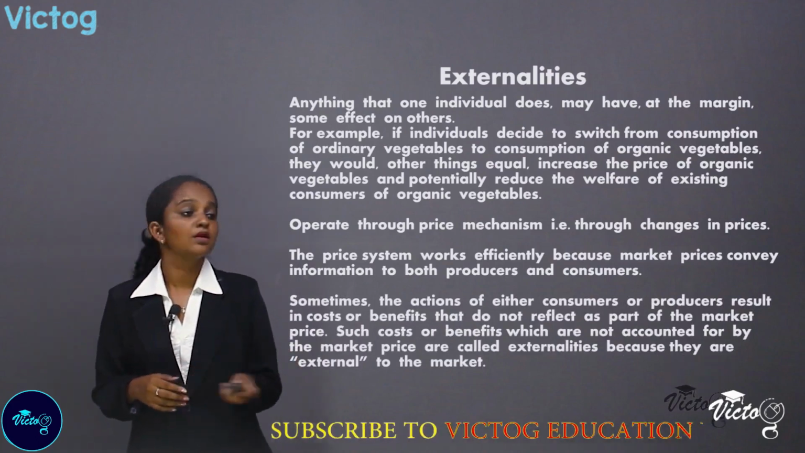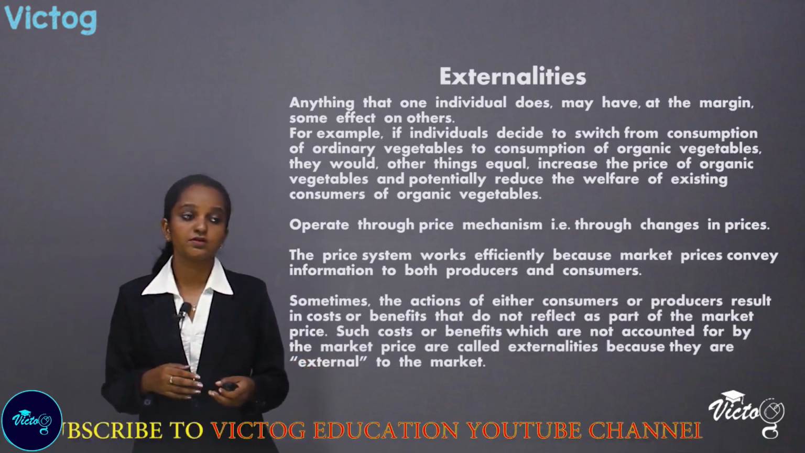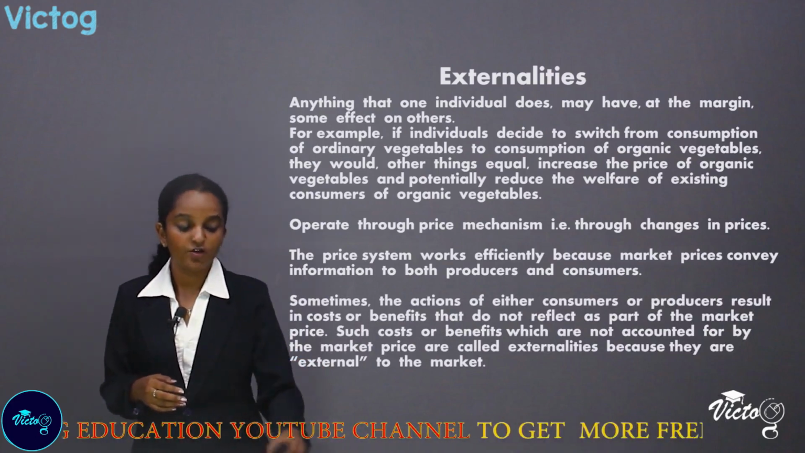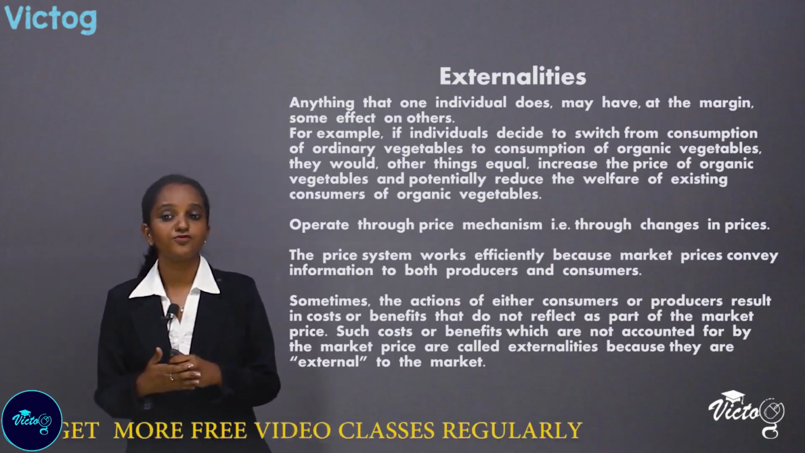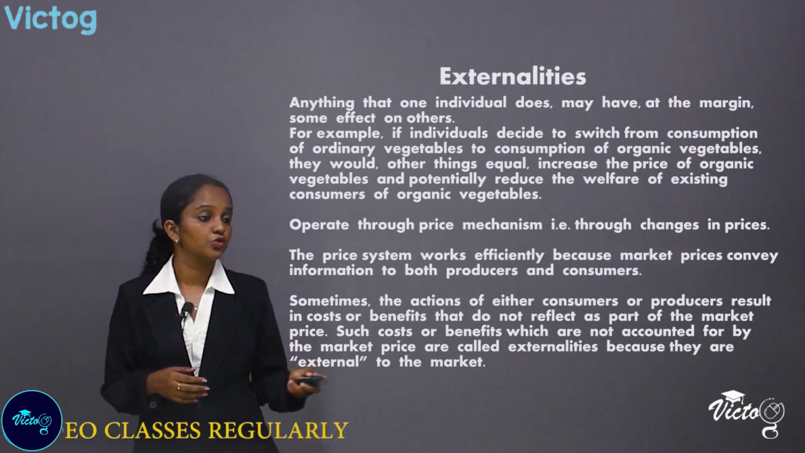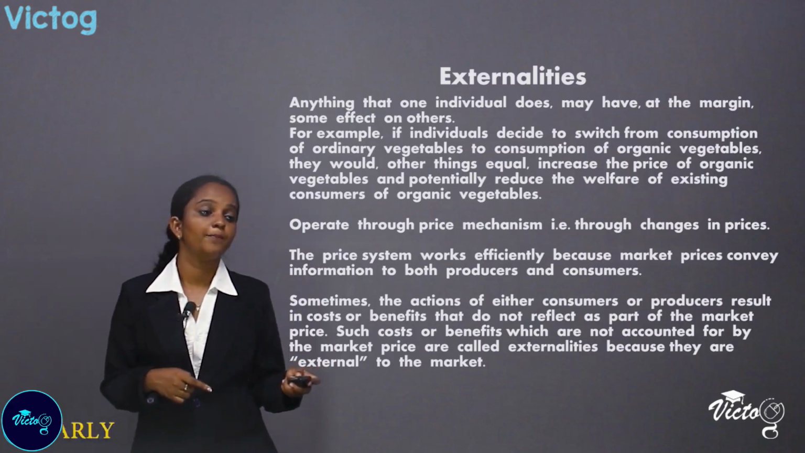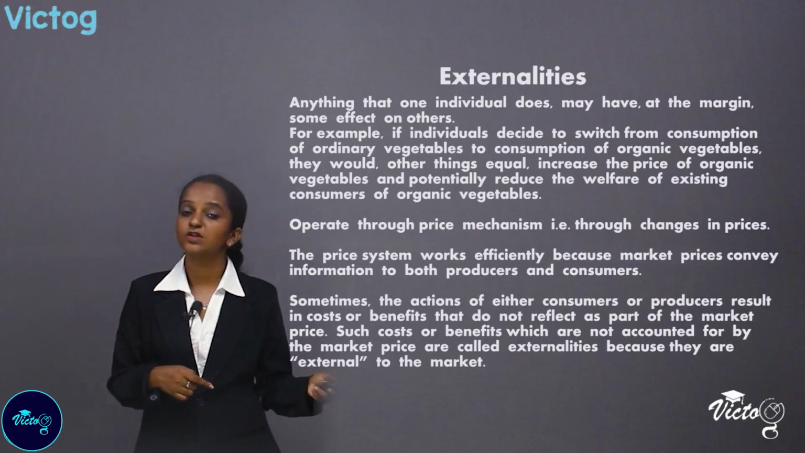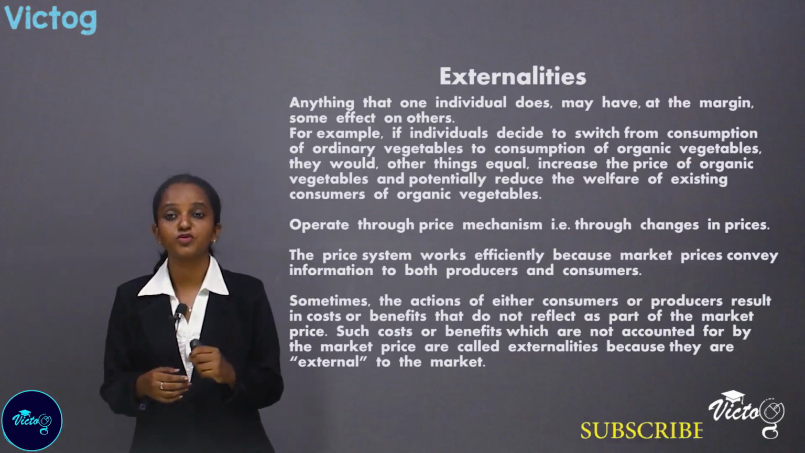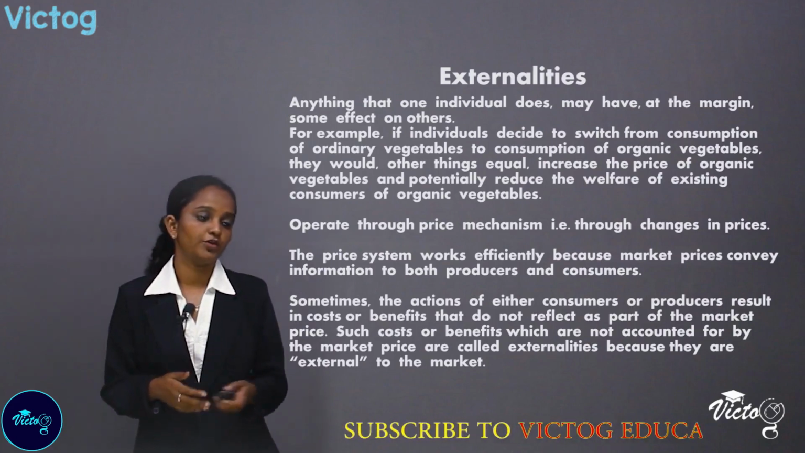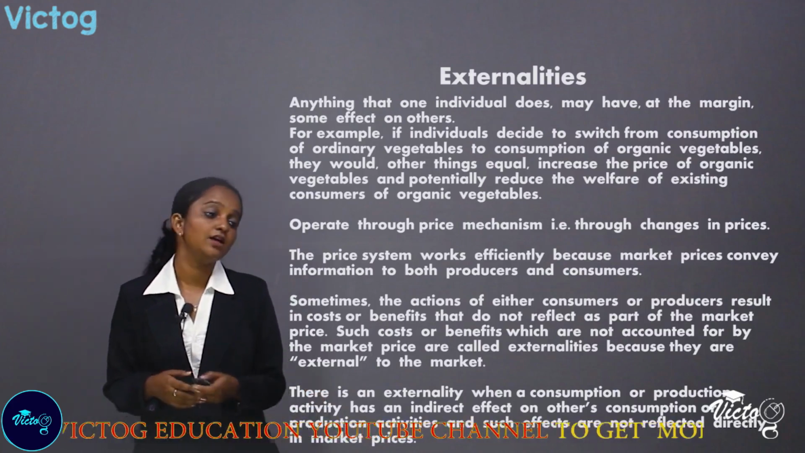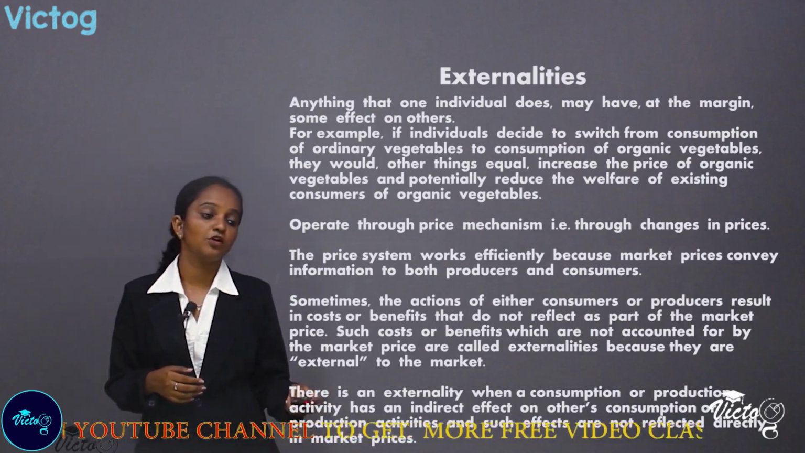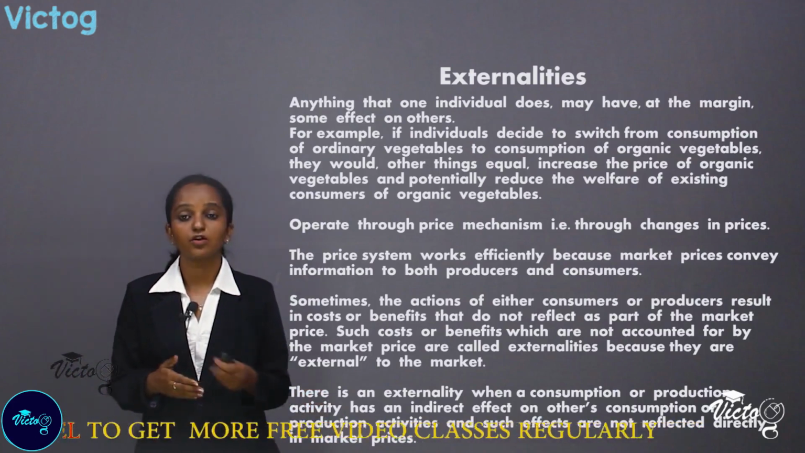Sometimes the actions of either consumers or producers result in costs and benefits which will not be projected in the prices of that particular product. Such costs or benefits are known as externalities. Such costs or benefits which are not accounted for by the market price are called externalities because they are external to the market. They are not projected in the market prices of that particular commodity. There is an externality when a consumption or production activity has an indirect effect on others' consumption or production activity, and such effects are not reflected in the market prices of that commodity.